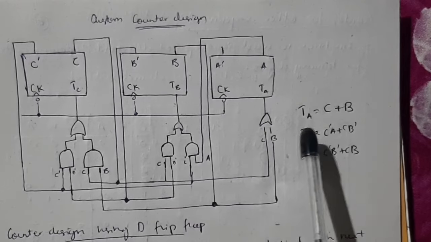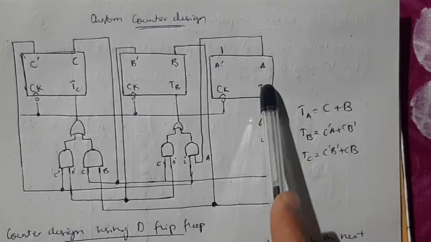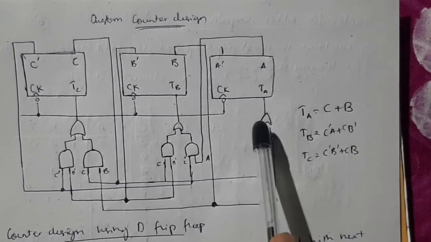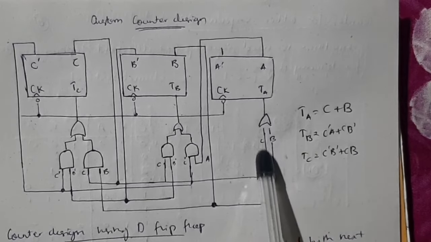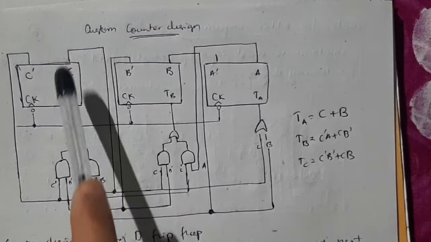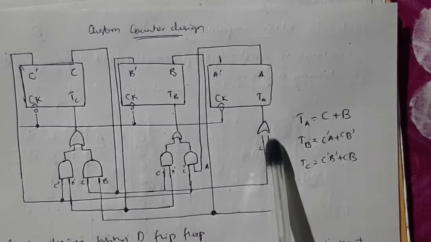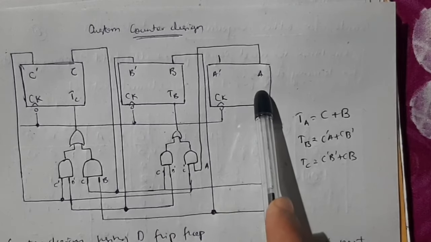Now you will have the equations from the K-map. You got TA is equal to C plus B. Now from TA make a connection, C plus B, put an OR gate and make the connection from C. See, C is coming from here. Make that connection for C, and B also, make that connection here. C and B are going to TA.